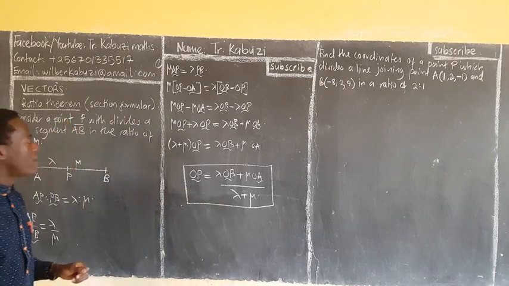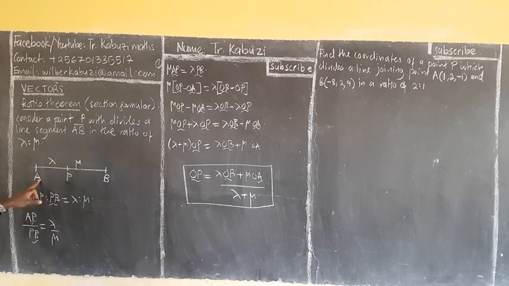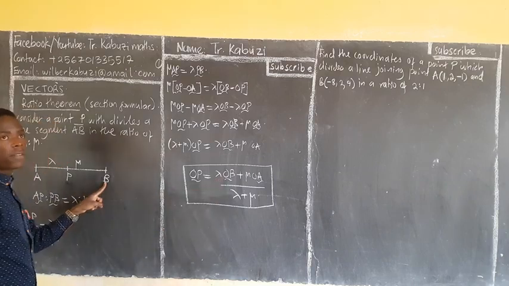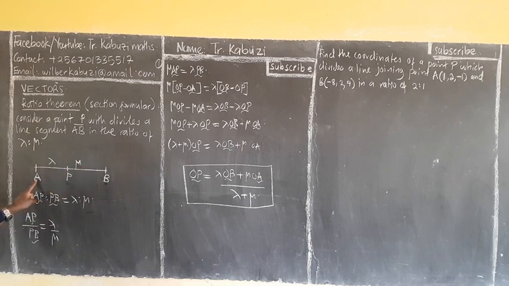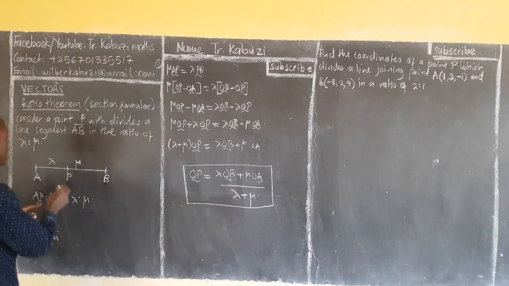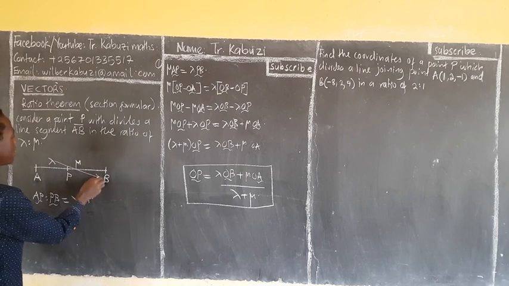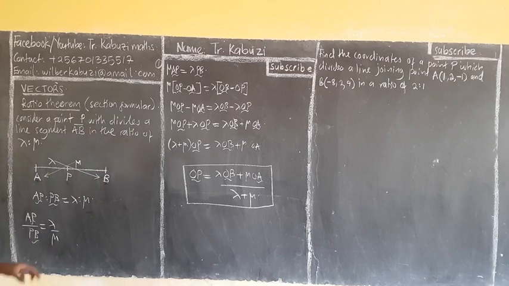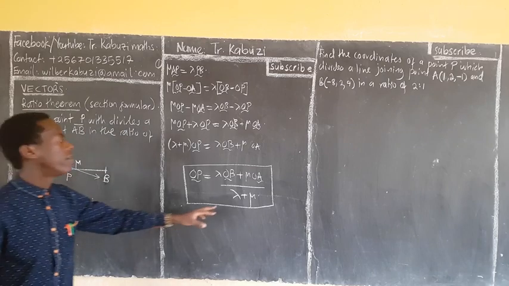Now from here you see, if I have a point A, the ratio lambda to mu, and a point B, it means that to get OP, all we do is take the first ratio, lambda, times the last position vector, that of point B. Then the second ratio, mu, times the first position vector, that of point A. So always the ratio lambda multiplies the last, and the ratio mu multiplies the first, in that order, then over the sum of the two.